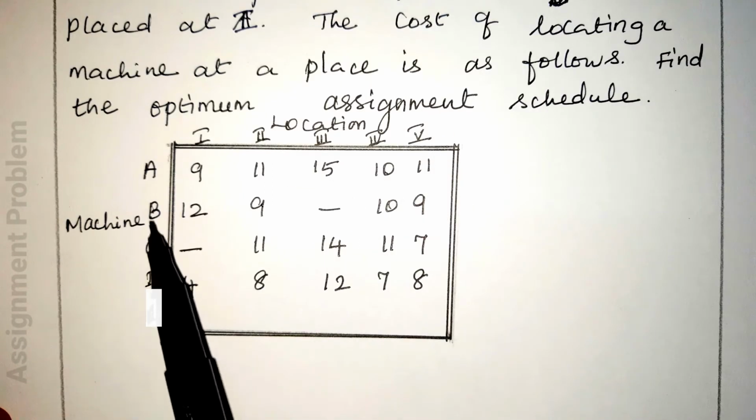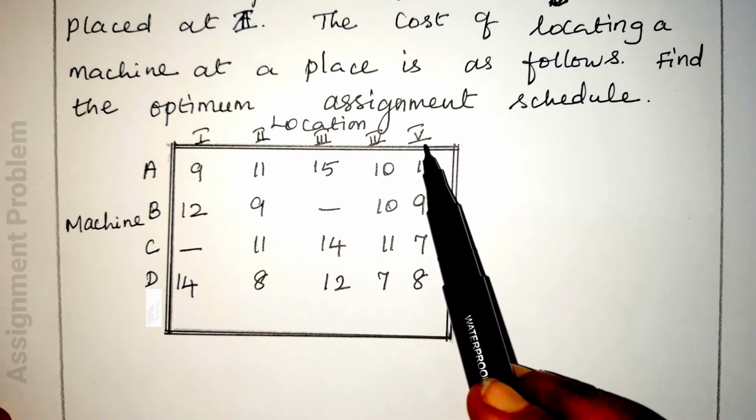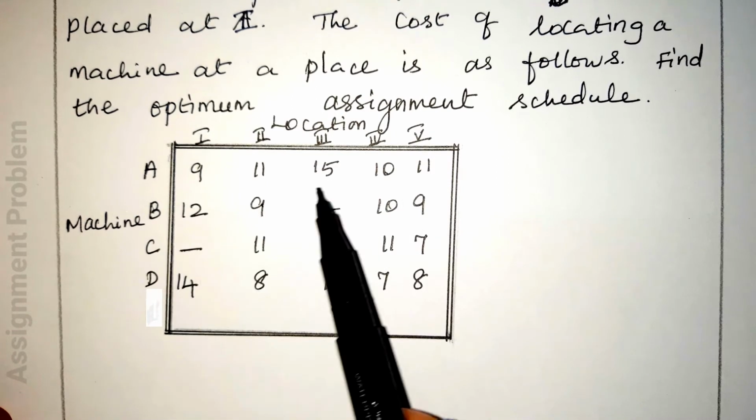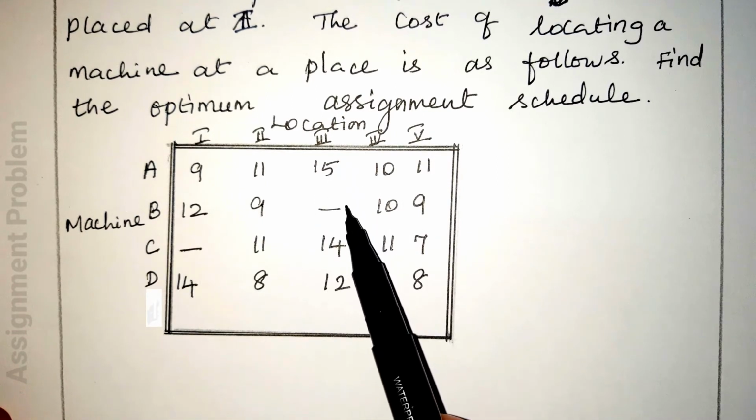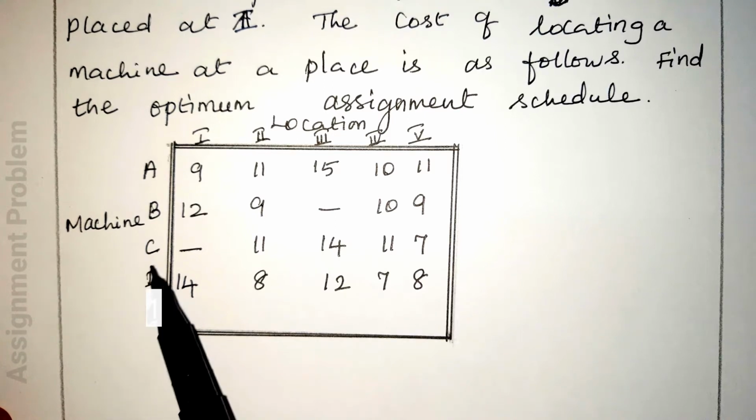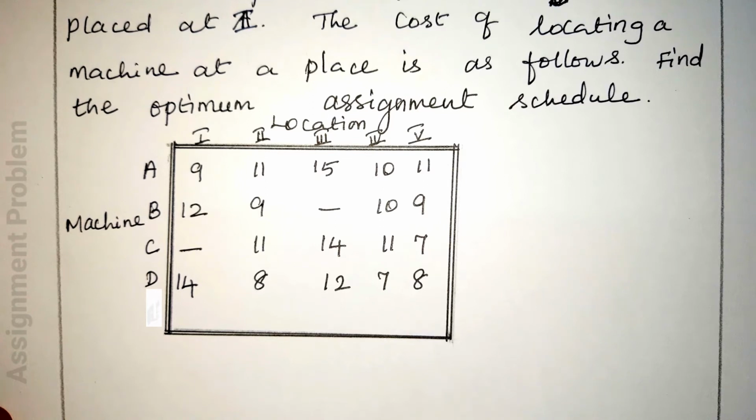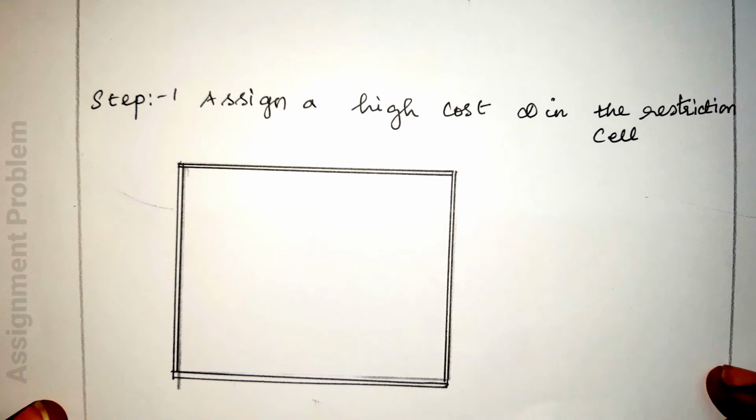Here, 4 machines and 5 locations are given. Machine B is not suitable for location 3. Similarly, machine C is not suitable for location 1 because of limited space. We have to find the optimum assignment schedule for allocating a machine in a proper location. Also find the minimum cost. In the given problem, machine B and machine C are not suitable for location 3 and location 1. In that place, we have to assign a very high cost, infinity.